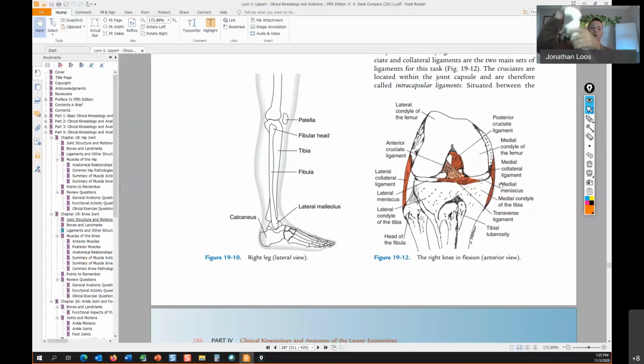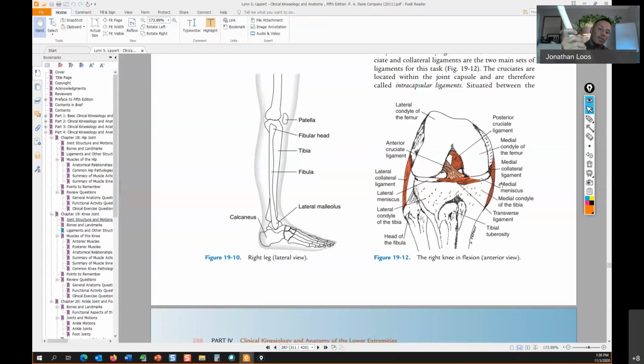Now, a varus position of the knee creates a valgus position of the hip and maybe of the ankle. So just keep in mind that varus and valgus are joint specific. The medial collateral ligament is going to check this motion here. It's going to prevent that gapping.